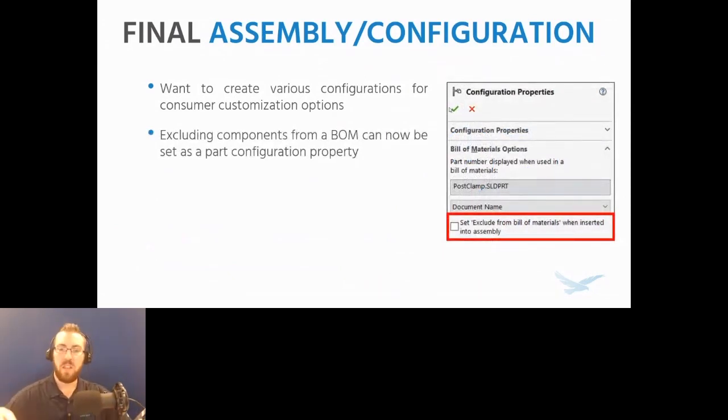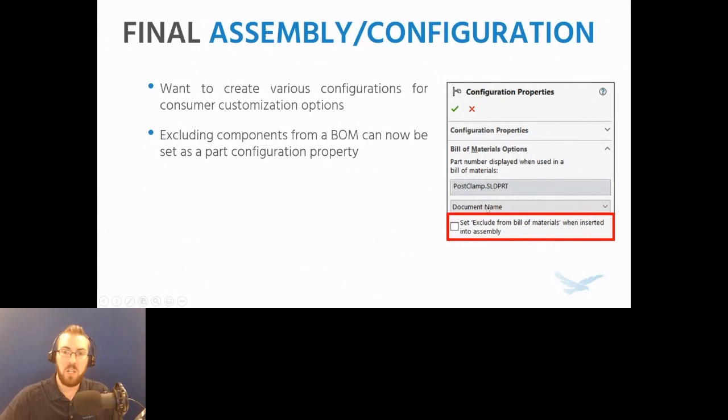So I wanted to mention that there's now a configuration property that you can set for parts called exclude from bill of materials. What this will do is, if you set this in a part configuration and then you insert that part into an assembly, it will automatically set the option to exclude from a bill of materials. Once again, you could always exclude a component from a bill of materials, but you would have to do it each and every time for every component instance, which I will be the first to tell you was horrible.